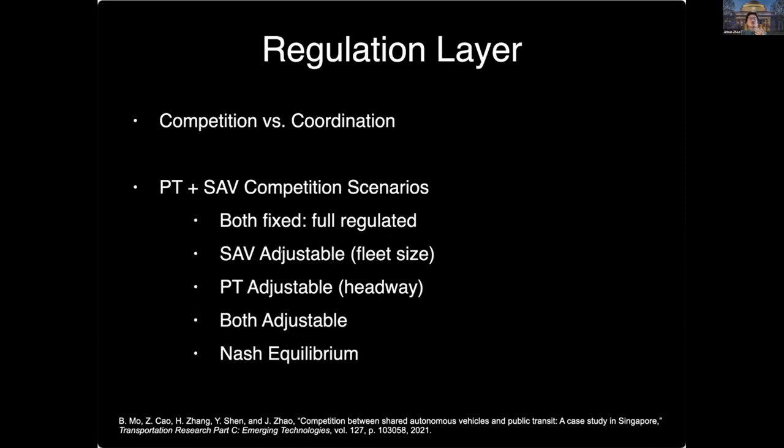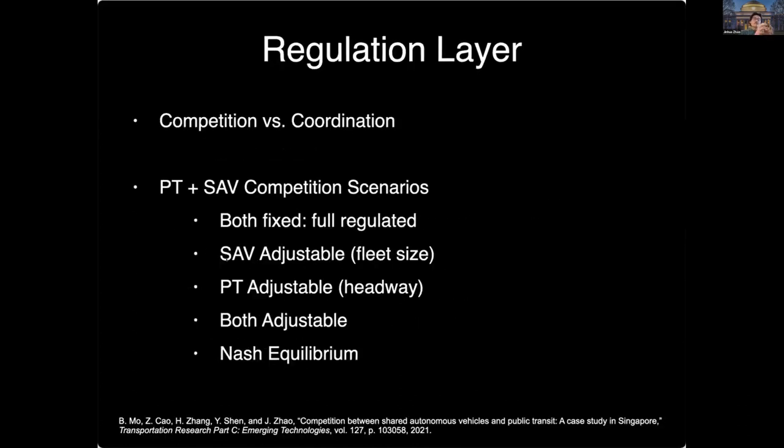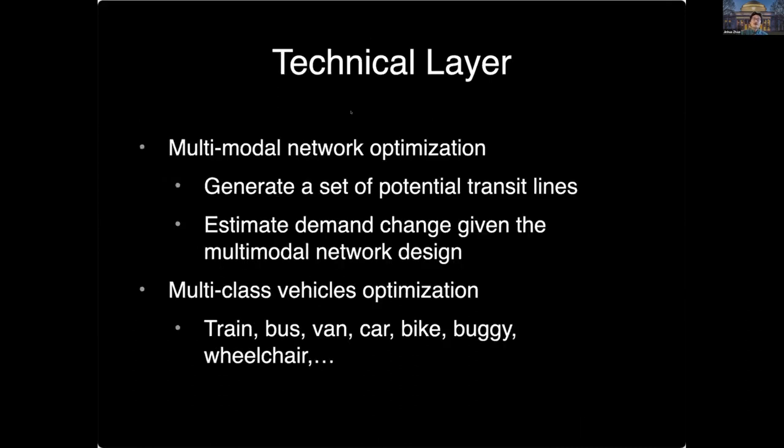In this paper, we try to illustrate different competition scenarios. For example, this one is to say both are fixed, fully regulated, versus another scenario where the SAV side can adjust its fleet size very quickly, while the PT remains fully regulated and cannot change. The third one is that the PT is adjustable in terms of the headway, while SAV is not. And the fourth one is that both are allowed to be adjusted within certain constraints, versus the Nash equilibrium where you have a fully laissez-faire system that competes on this. So they illustrate the consequence of such competition, and to what degree the competition will lead to a positive result versus certain situations where this competition will be detrimental to the whole system. So that's the regulation layer.